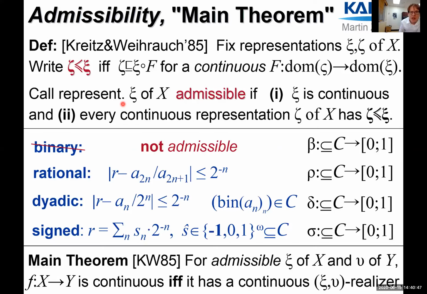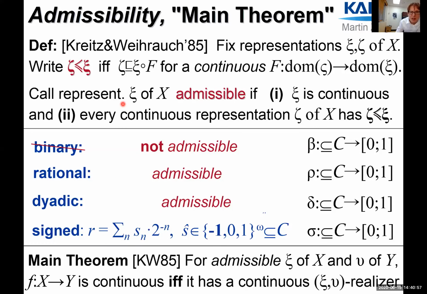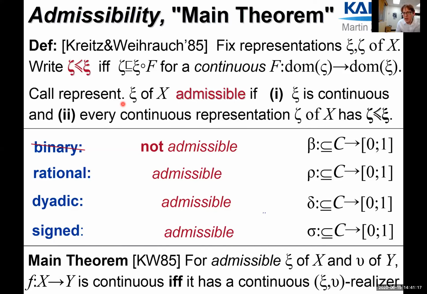Indeed, it turns out that the binary representation is continuous, but it is not admissible. It violates the second condition of Kreitz and Weihrauch, whereas the other three representations are admissible and therefore suitable for computability investigation. The first is not. Now, having recalled that, remember that our goal is to devise a complexity-theoretic refinement of admissibility and of the main theorem.